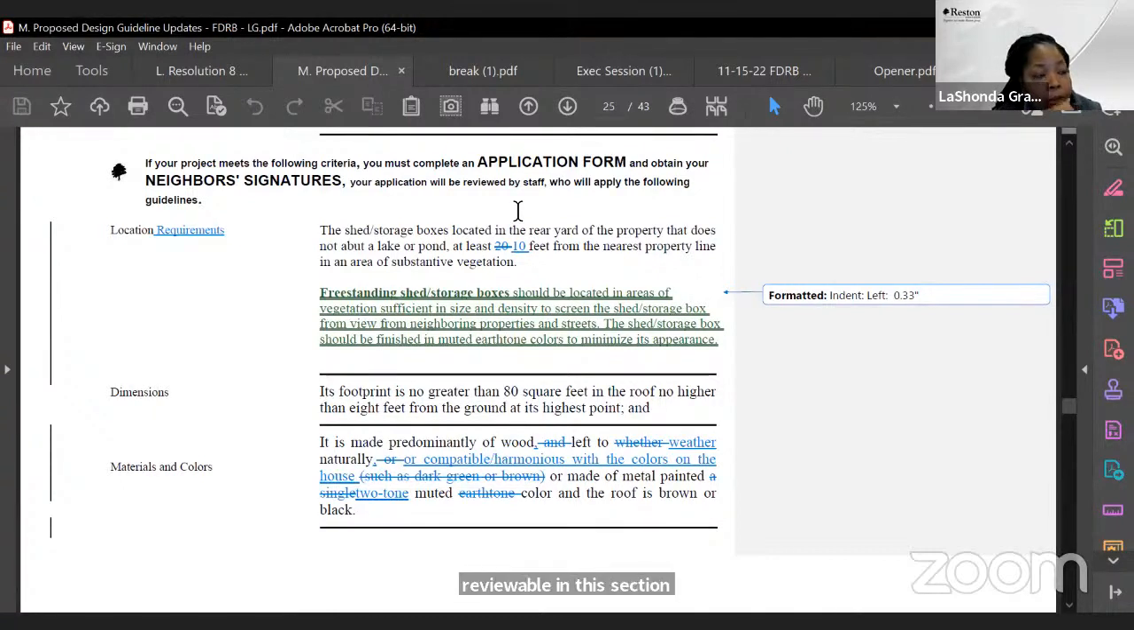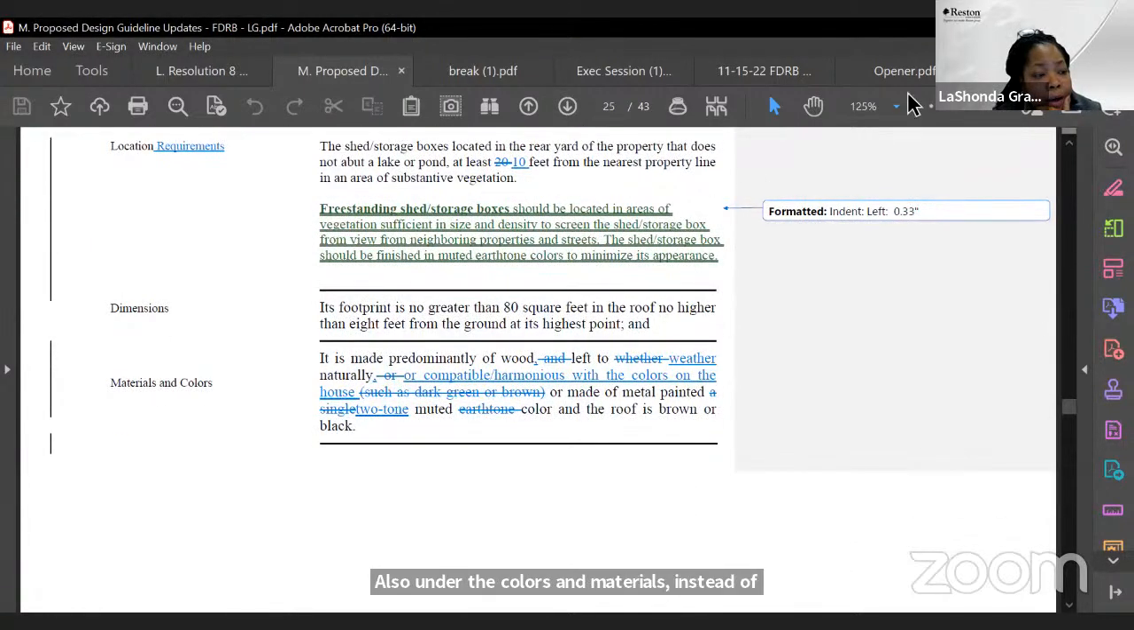Also, under the colors and materials, instead of having paint options, we just stated that the color should be compatible or harmonious with the colors on the house. Two-tone muted colors we're not going to be using anymore. It's only supposed to say compatible or harmonious with the colors on the house instead of the two-tone muted colors.